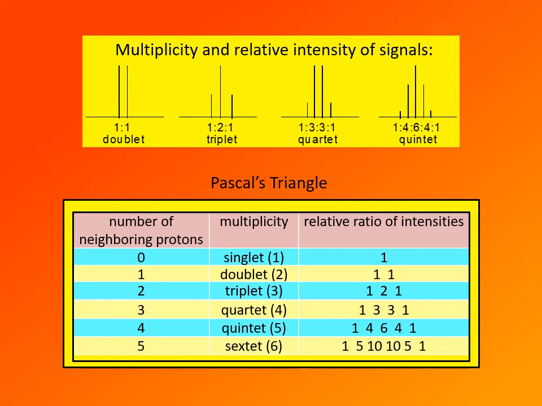Also, sometimes signals are overlapping. So sometimes we may not want to actually try to guess what is the multiplicity and relative ratio of intensities, and we simply refer to signal as a multiplet. So if signal appears to be complex and we are not sure how to designate it, we will simply call it a multiplet.